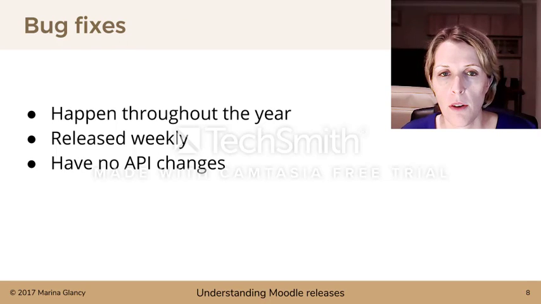Bug fixes happen throughout the year. Every week, usually on Thursday or Friday, new weekly versions of each supported Moodle version are released. They contain only bug fixes, do not have any API changes, and all contributed plugins should continue working on these versions of Moodle without any modifications. Admins of Moodle sites can upgrade every week if they want to stay on top of all recent bug fixes, but they don't have to. There are no security fixes in the weekly releases.